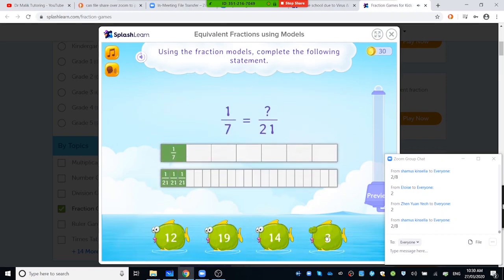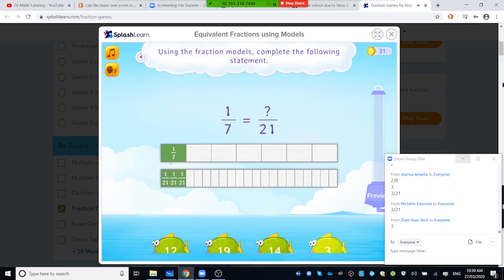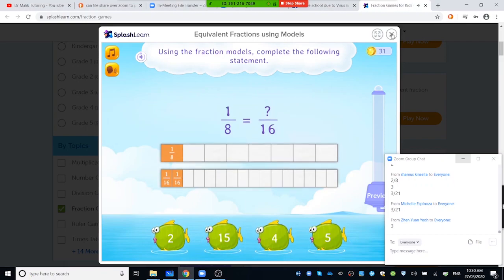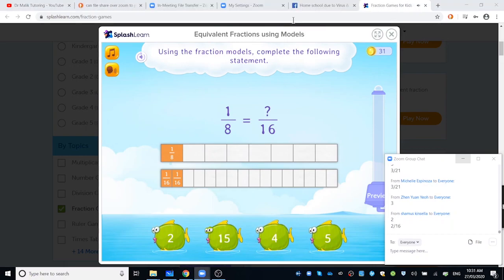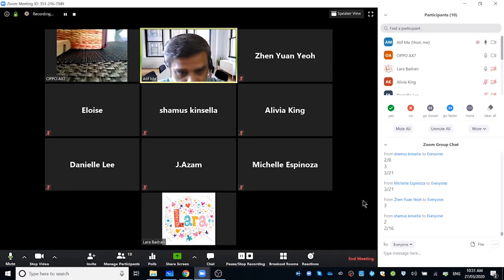Using the fraction models, complete the following statement. You have to see what should be chosen now. Yeah, very nice. So we choose 3 from here. So that's good. I just finished this and I go back to my lecture. So I stop sharing this, but you have seen the website. You can play with that also.